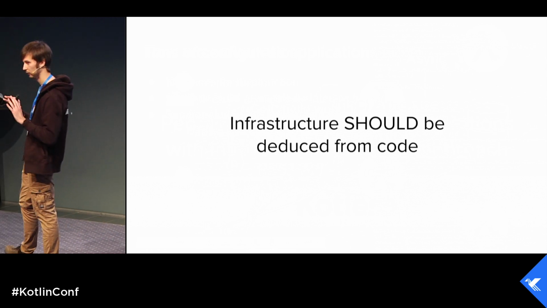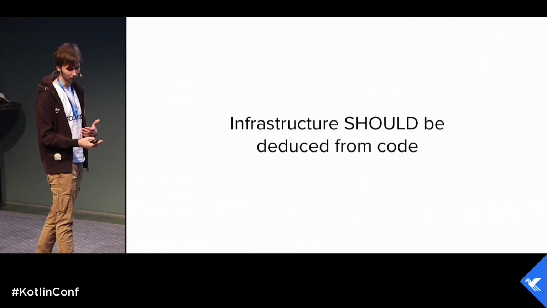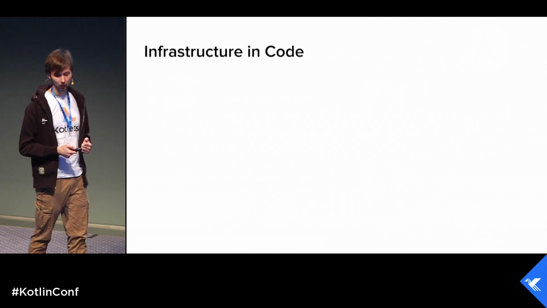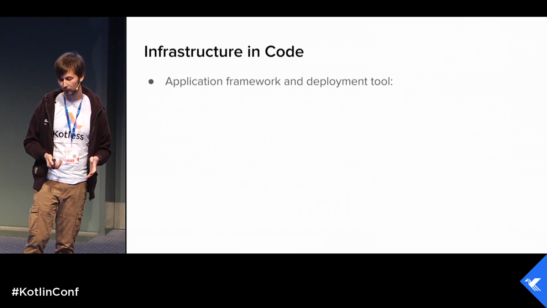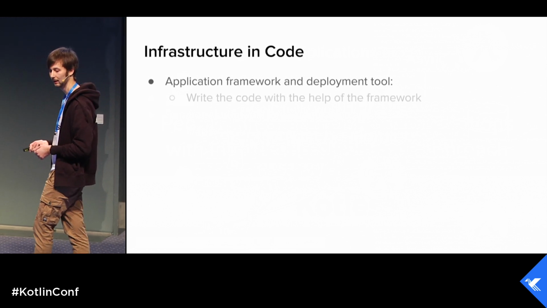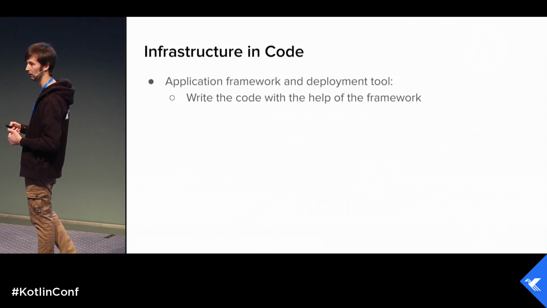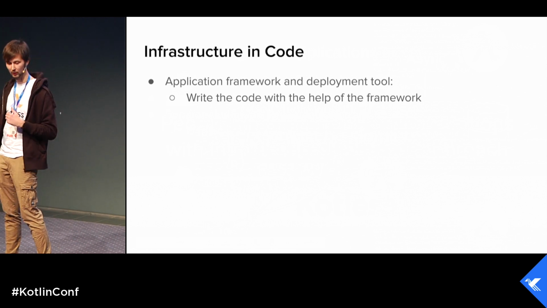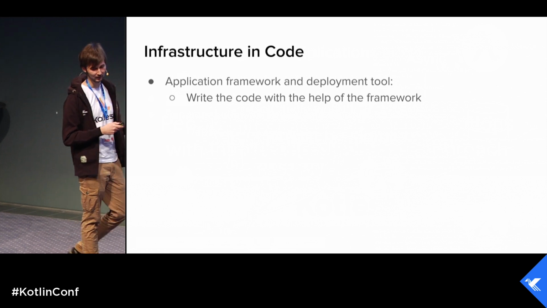You know, the life of the developer is already pretty complicated, and we don't want to make it more complex. We need to make it simpler. So I'm introducing the term infrastructure in code, which is an application framework and deployment tool with which you are writing the code with the help of a library that is provided by the infrastructure in code tool. You know the difference, as in. Well, nicely done, I think.